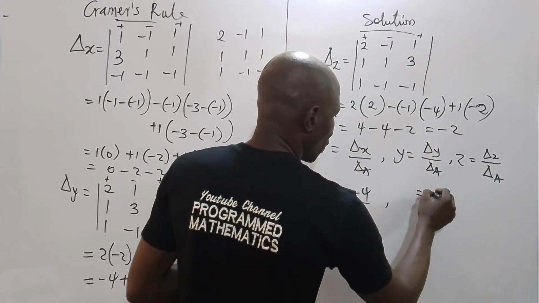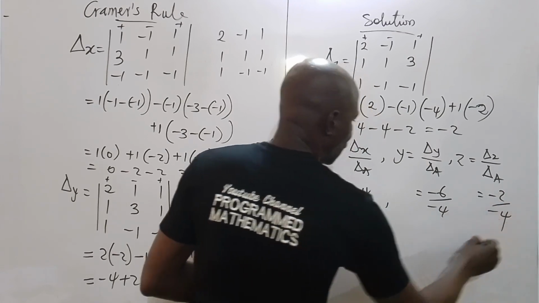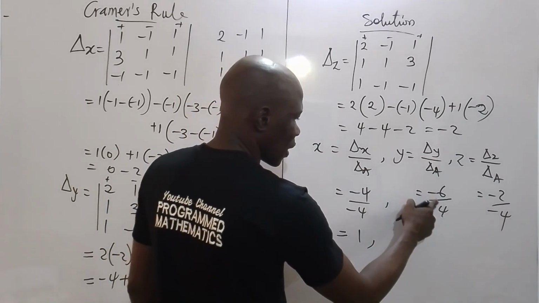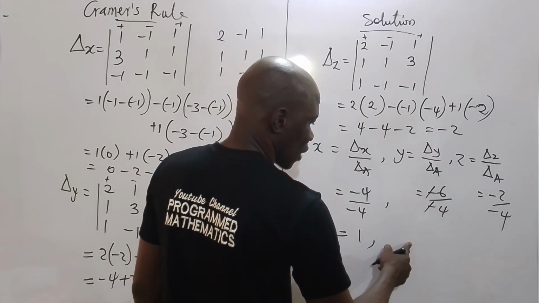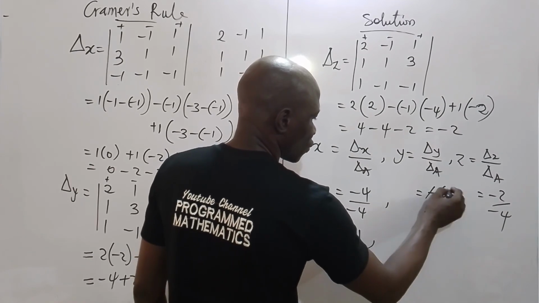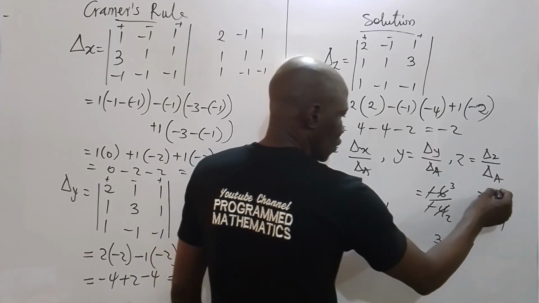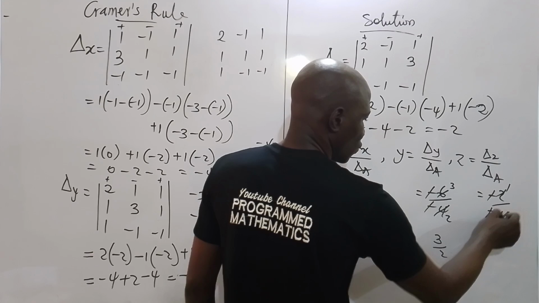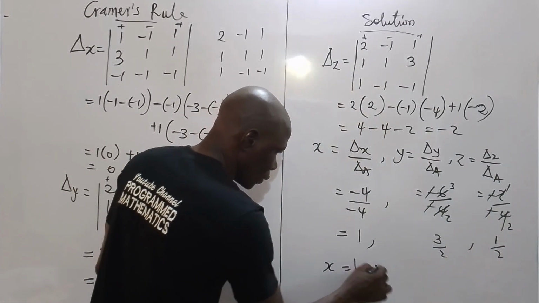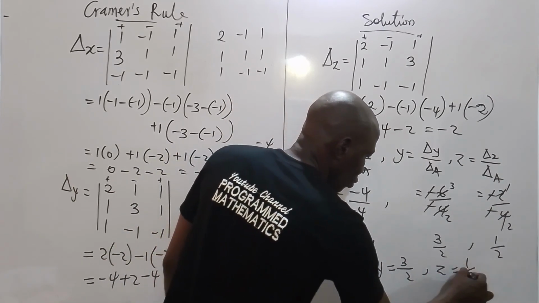So this one here is equal to minus 6 over minus 4. This one is minus 2 over minus 4. So if we simplify this, this is 1. Y here will give us minus going out from here. 2 here is 2. Then 2 here is 3. So this is 3 over 2. And of course, minus cancel from here. 2 here is 1. 2 here is 2. We have 1 over 2. So x equals 1. Y equals 3 over 2. Z equals 1 over 2.